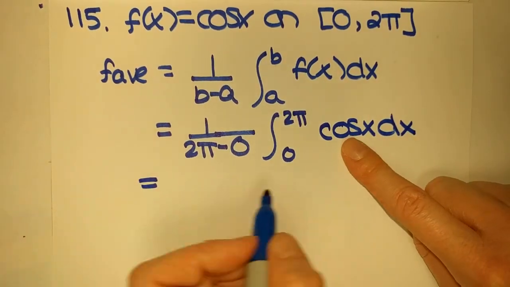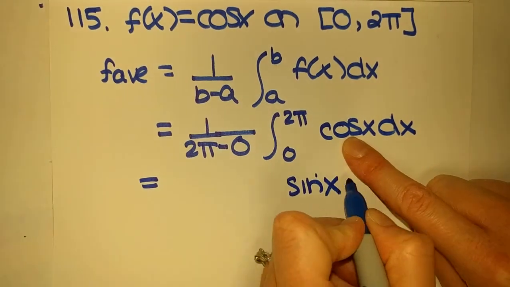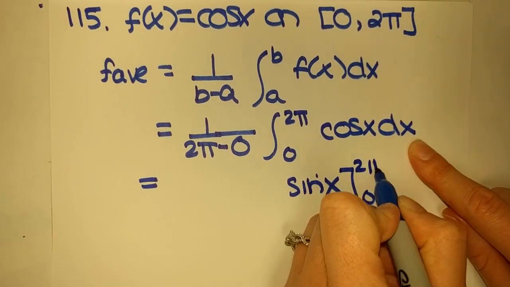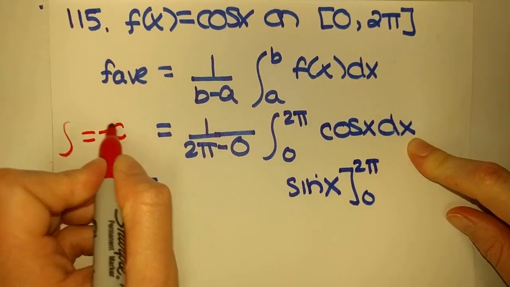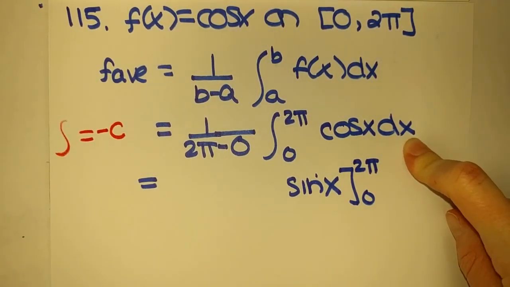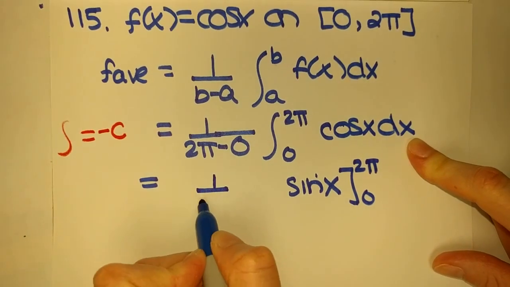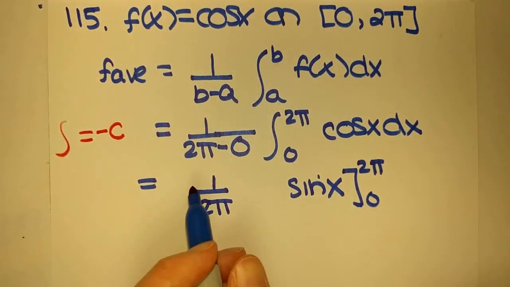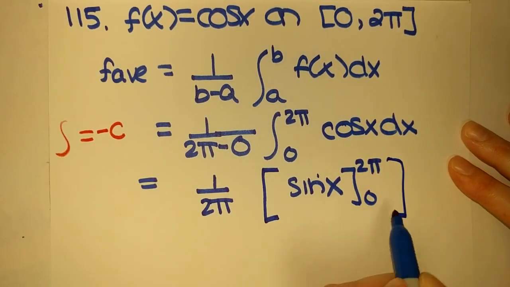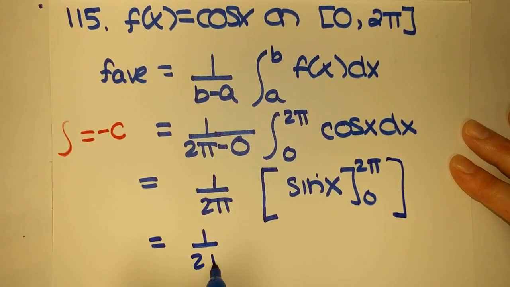All right, so if I integrate cosine, I simply get sine of x, and then we go from 0 to 2 pi. Again, keep in mind, when you integrate, it's when you get a co-function for your answer that you have a negative. All right, and then we have 1 over 2 pi as the 1 over the length of the interval. All right, so we're going to plug in the upper bound first.